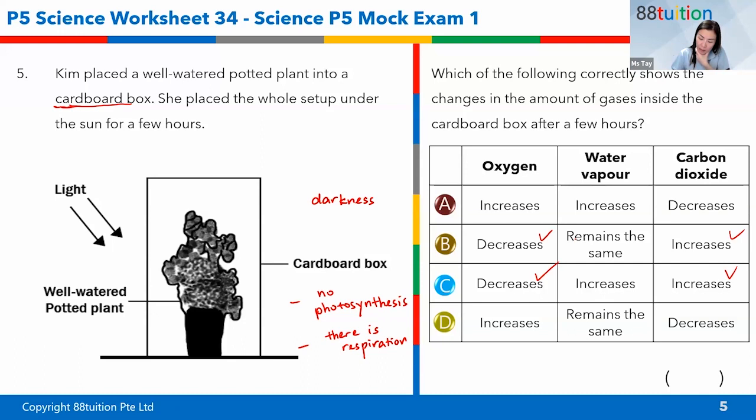What about water vapor? This is the tough part. Will there be any increase or decrease or stay the same? Of course, they only told you either stay the same or increase, right? What do you all think? Increase. Hongyu, you're right. Rachel, you're right. It'll be increase because the stomata is where the water vapor escapes from the plant. Very good. So that's why our answer is C.